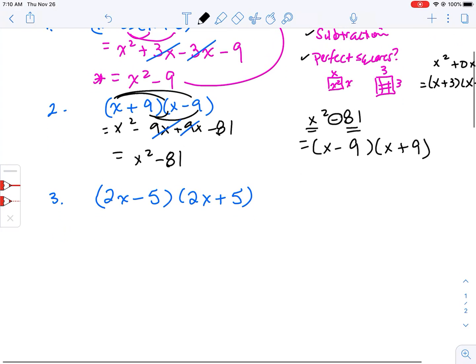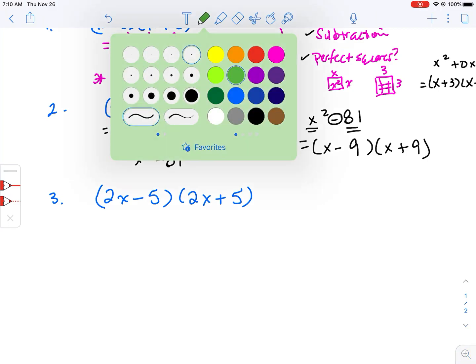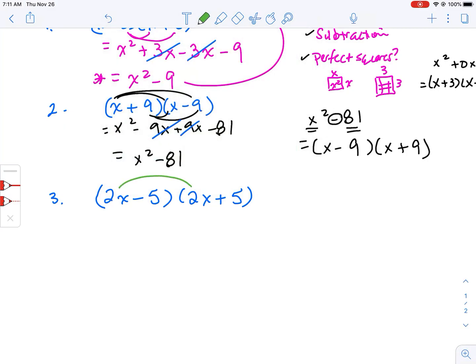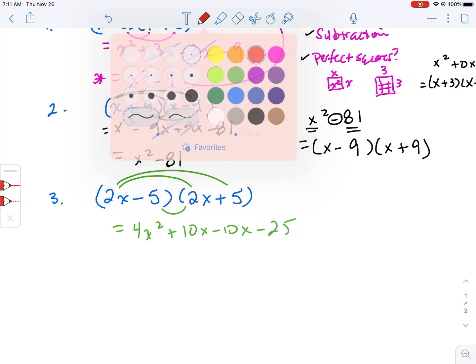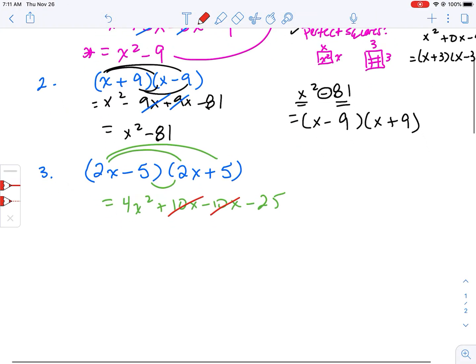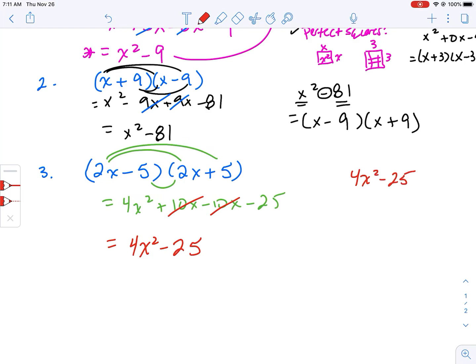Okay? It works even if there's a coefficient in front of our x. So for example, if we expand 2x minus 5 times 2x plus 5, we will get 4x squared plus 10x minus 10x minus 25. These two middle guys cancel, and we end up here with 4x squared minus 25.